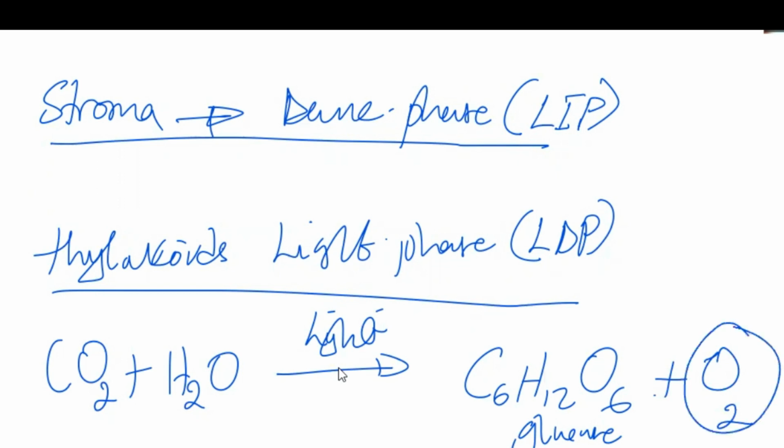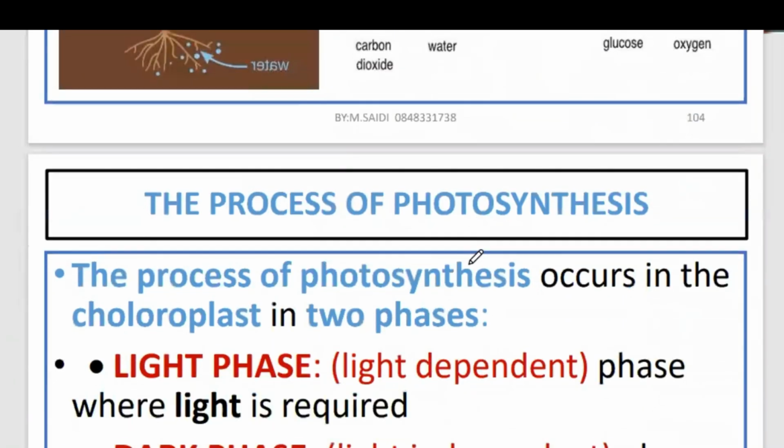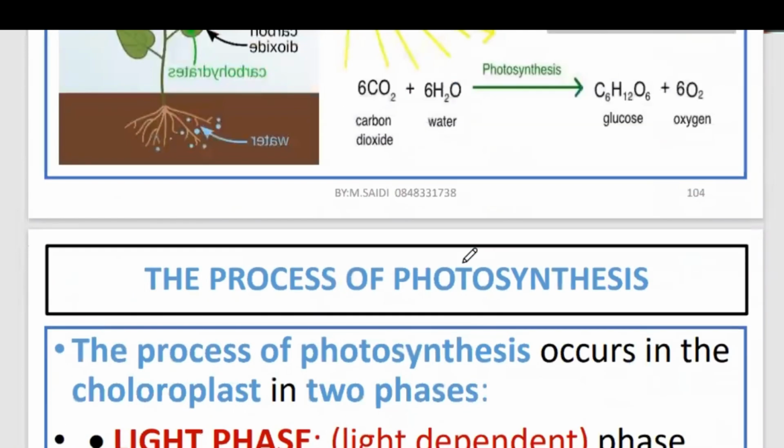Plants don't want this oxygen, so the oxygen is released into the atmosphere. This is stored in the form of starch, and then they can use it. So when you eat the plant, you're eating this starch, and then you're able to get the energy. So that's actually what is happening in photosynthesis.